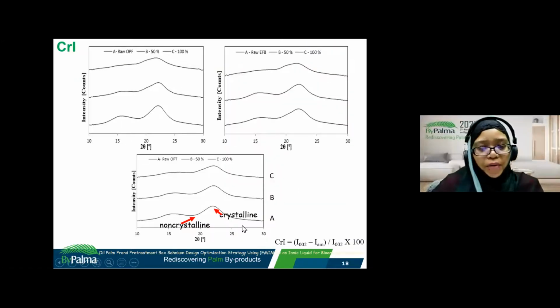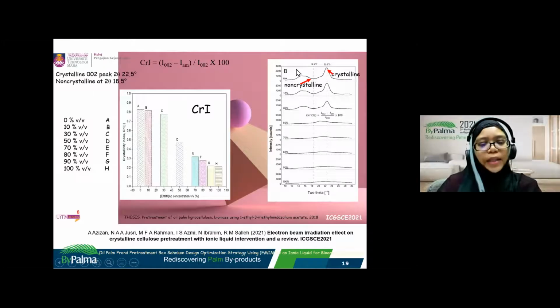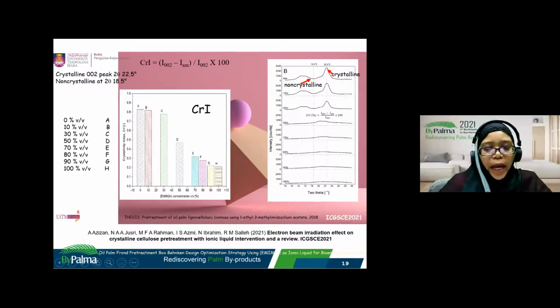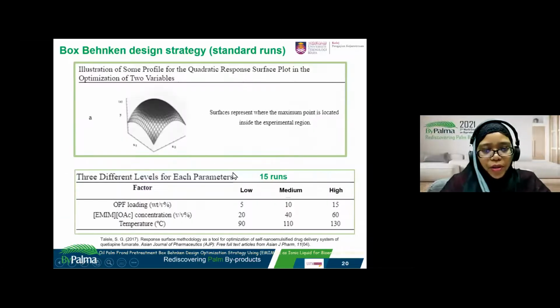Now, looking at the XRD results, there are two very important peaks, the crystalline and non-crystalline. As the concentration of the EMIM acetate increases, the peaks slowly disappear. You can clearly see this, which I presented recently in another conference, but this was on the microcrystalline cellulose, the pure crystalline cellulose, the pure MCC. As the EMIM acetate increases, the peaks just disappear and become a flat line. And from the calculation of the Segal equation, the crystallinity index simply reduced.